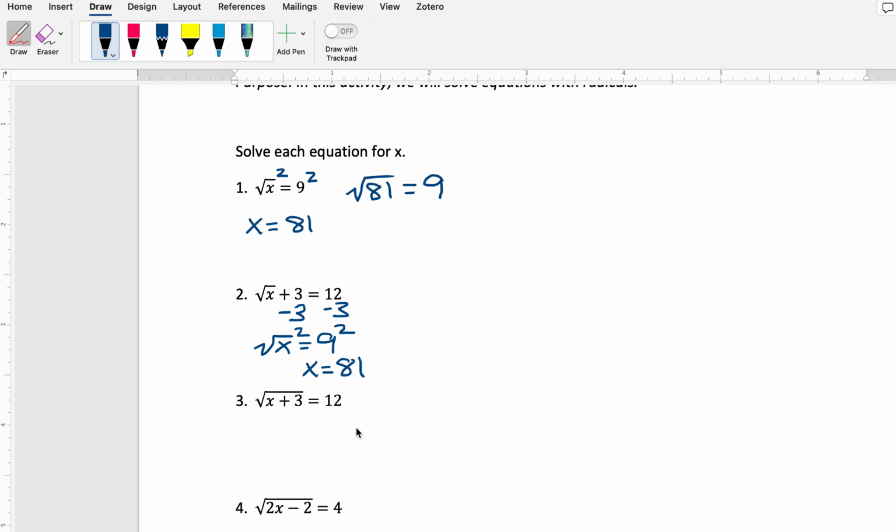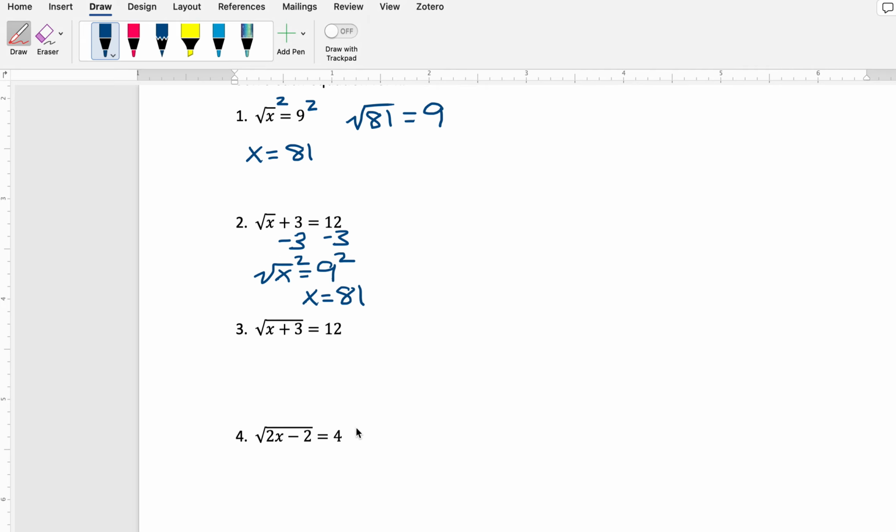Number 3 looks pretty similar, but it's actually very different. This time the plus 3 is under the square root symbol. So now I'm thinking about what number, when I add 3 to it and then take the square root of that, will give me 12.